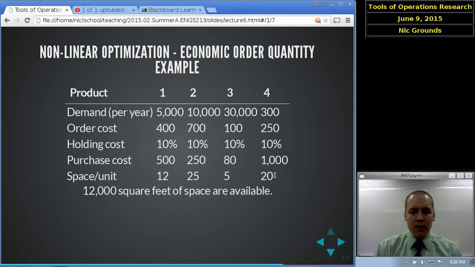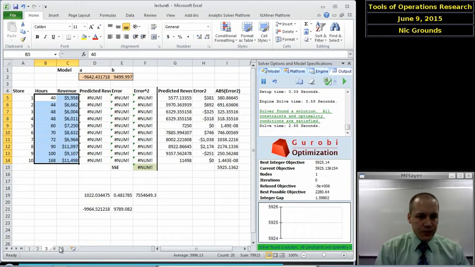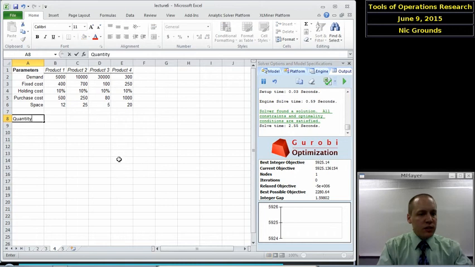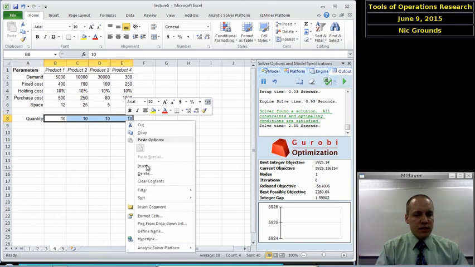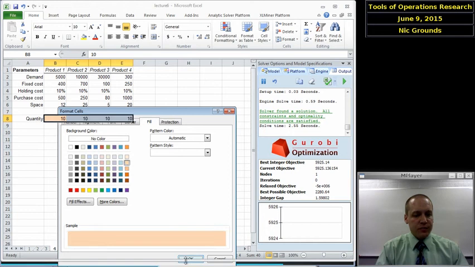Okay. All right. I should have those numbers copied here. So these are our parameters. So we have our decision variable, which is going to be the quantity of each order. So how many of each product I'm going to order at a time. Those are our decision variables. In this case, 4 of them, 1 for each product.